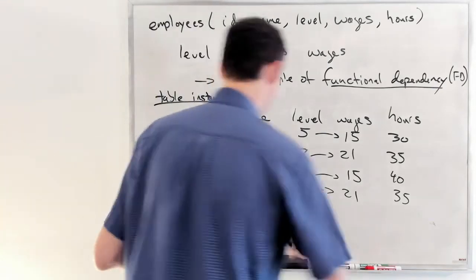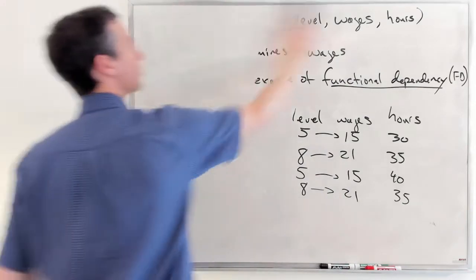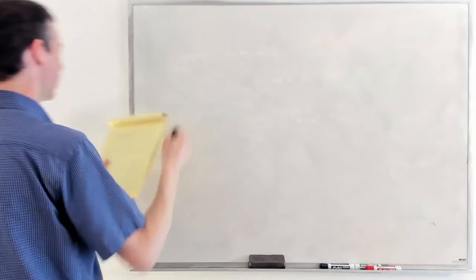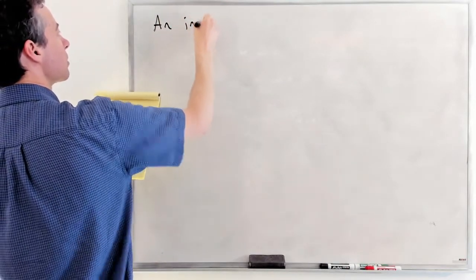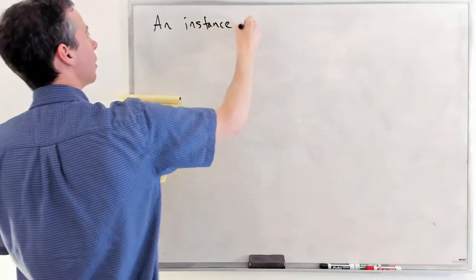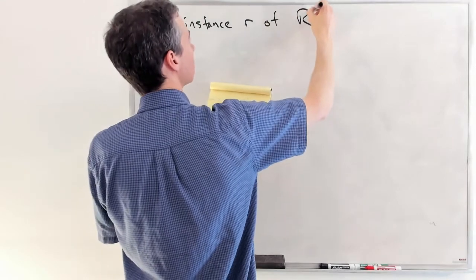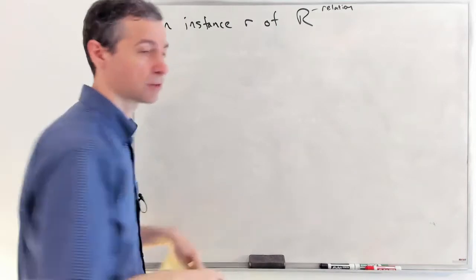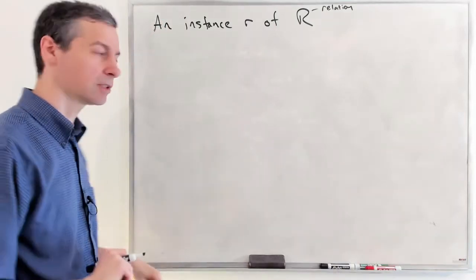All right, let's first deal with a definition then of what a functional dependency is. That's the idea. This comes from the cow book. We'll say an instance r of the relation. This is the big R is the relation. The small r is the instance. Remember, instance is putting data into a table, putting it into the relation.